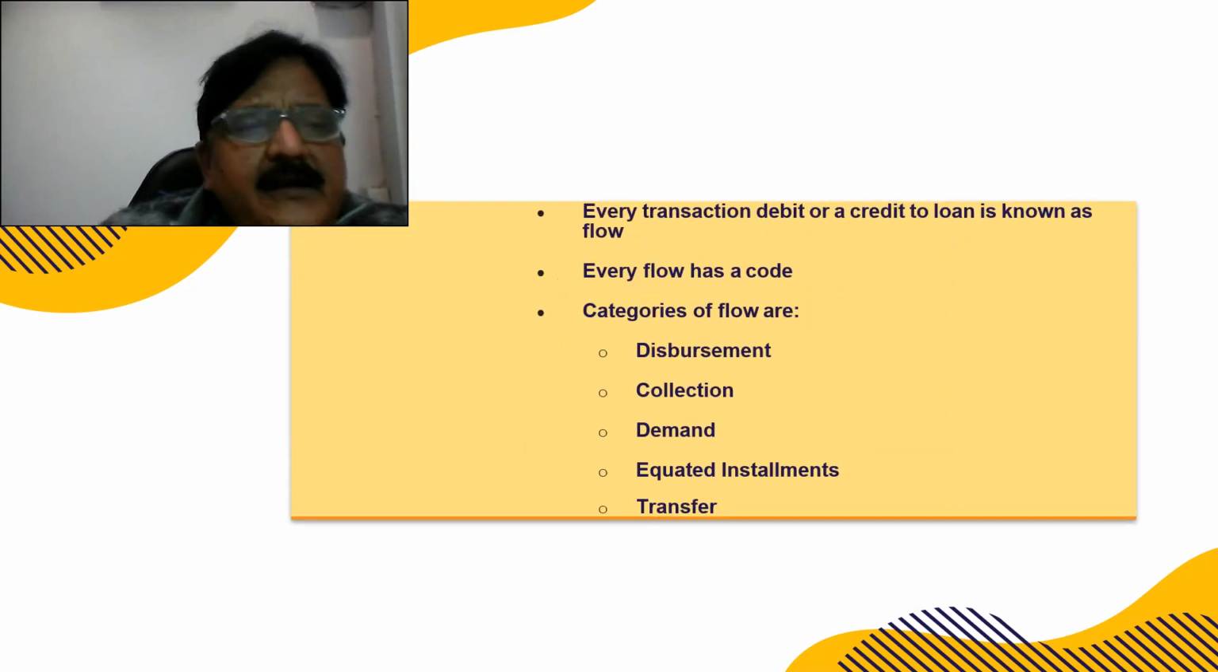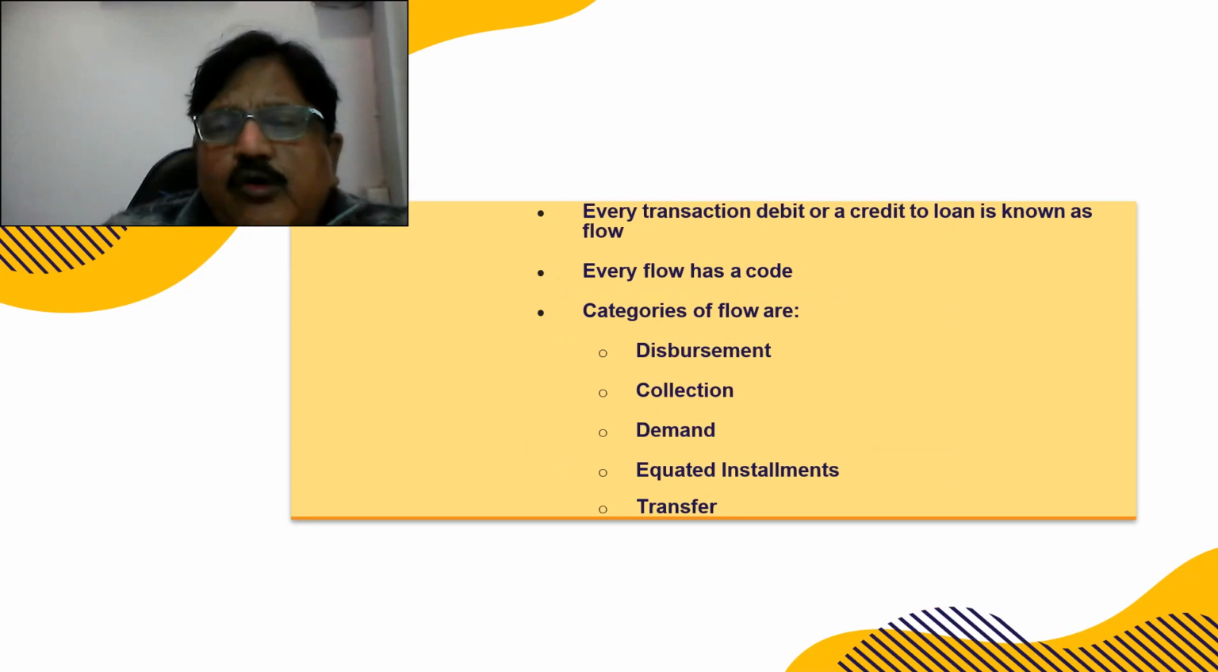Now when we enter the flows and when we open the account in Finacle, every transaction, debit or credit, is known as a flow. Which flow is it? And every flow has a code. Category of flow is disbursement, when we disburse the loan. Collection, when we recover the loan. Demand, when we raise a demand, this amount is falling due next month. EMI, equated installment, and we transfer the amount also.